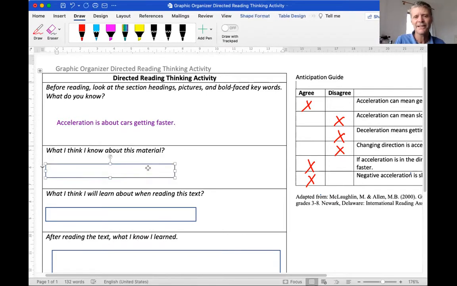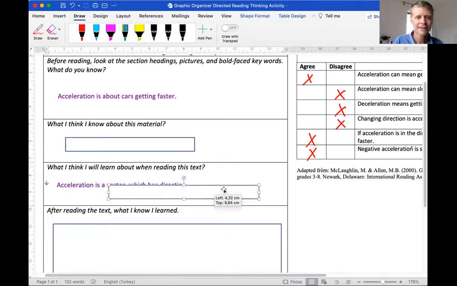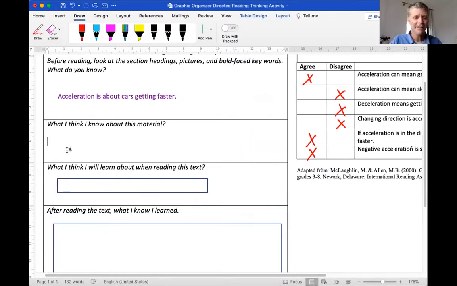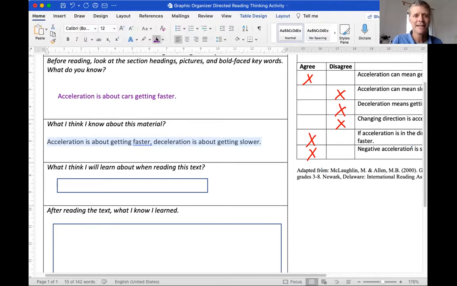And so cars getting faster, you might say, oh, I just deleted it. Let me go back. Okay, well, it's not here. But we might say that I think this material is about acceleration. Let me type it here. Acceleration is about getting faster. Deceleration is about getting slower. So this might be what a student thinks. And so this is what the student has here. Let me make that purple because I like purple.